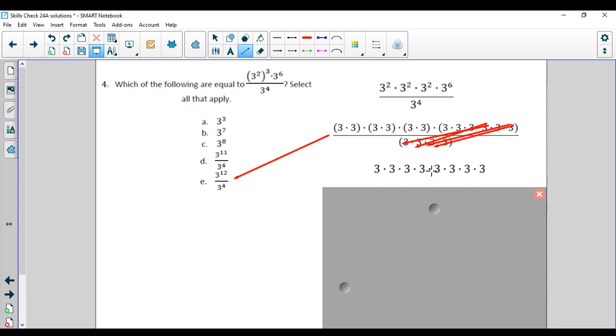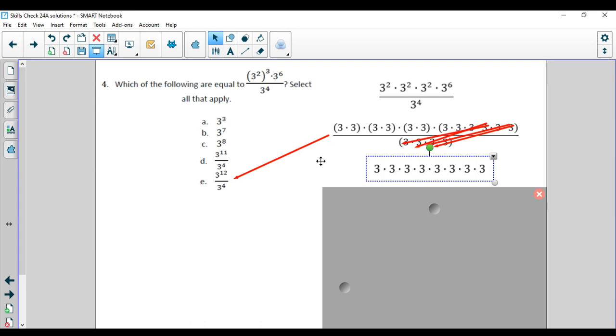And how many 3's do we have? We have 1, 2, 3, 4, 5, 6, 7, 8. So that should tell you that 3 to the 8th is correct as well. So 3 to the 7th, 3 to the 3rd, those are definitely out. And then 3 to the 11th, we had 12 of them up here when we had 4 of them on the bottom. So that means that D would not be correct as well.